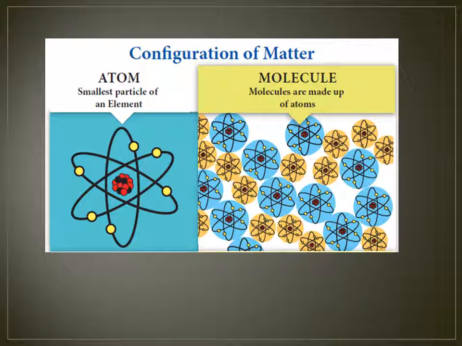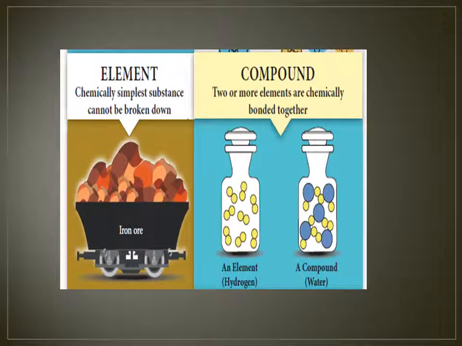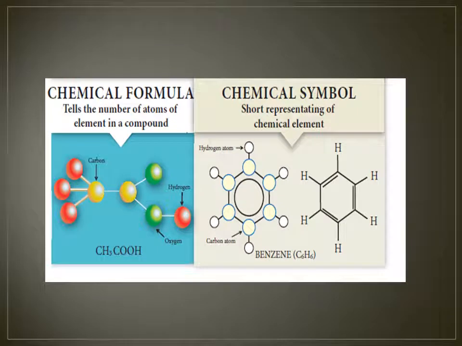Configuration of matter. Atom: smallest particle of an element. Molecule: molecules are made up of atoms. Element: chemically simplest substance that cannot be broken down. Compound: two or more elements chemically bonded together. An element, hydrogen; a compound, water. Chemical formula: tells the number of atoms of each element in a compound, for example CH3COOH. Chemical symbol: short representation of a chemical element. Hydrogen atom, carbon atom, and benzene, C6H6.